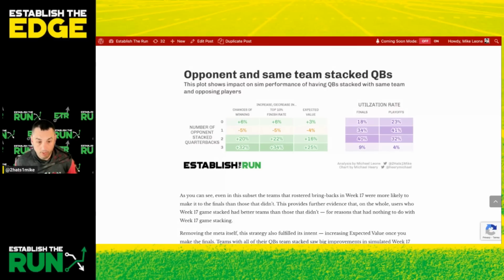So that's important. Number one, if you look at that subset of teams, and then you look at the number of quarterbacks within that subset on each team that had an opponent bring back from week 17, so they were game stacking week 17, the teams that stacked week 17 more often, of all the playoff teams, were more likely to make the finals than those that didn't. And that makes no sense.